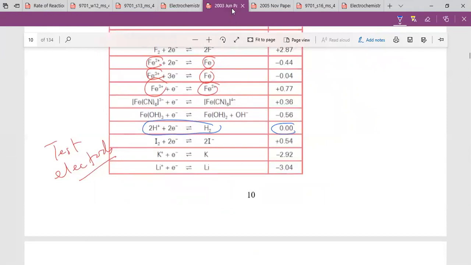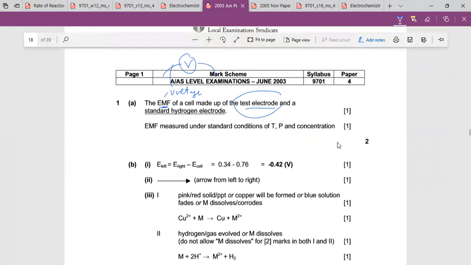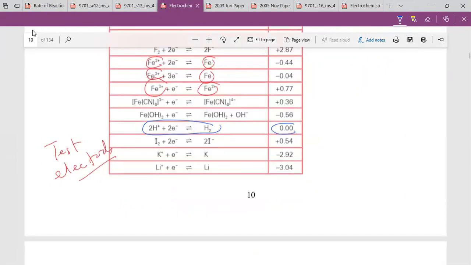So let's go back here. Remember that it's the EMF or the voltage of a cell made out of a test electrode and the standard hydrogen electrode. You must have this there to get a mark for SHE. Let's look at the question again, on page 76. There are a few of them, also on page 83.